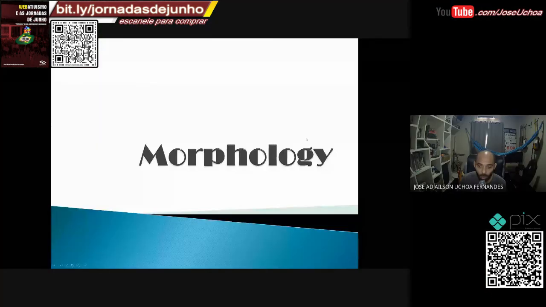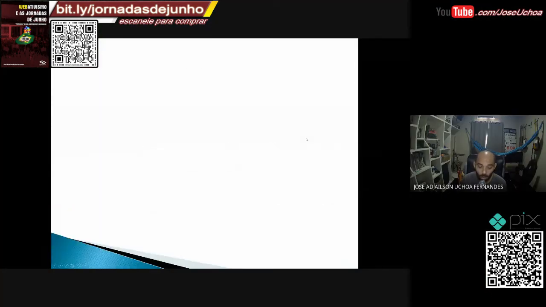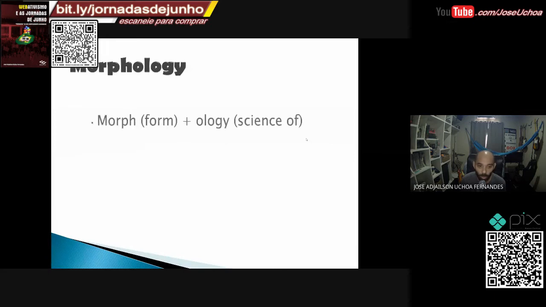So, as I told you, this is the morphology part. It's the first part of the course. And morphology, as you already know now, is the science of forms. Okay, logi meaning forms. This splitting of the words is not precise. Okay, it's just intuitive for you to know.